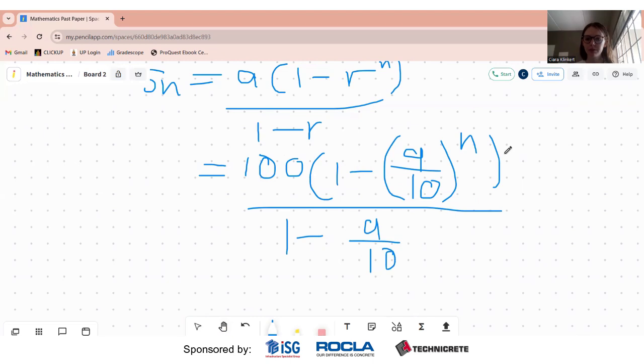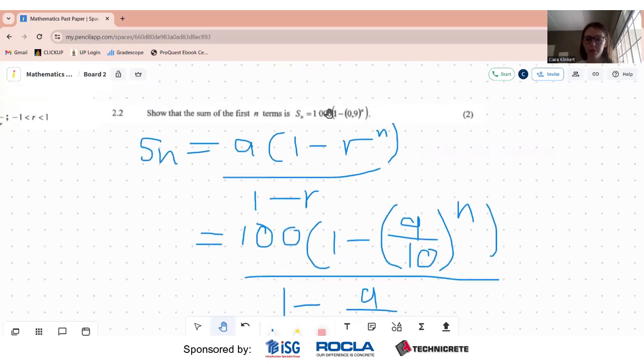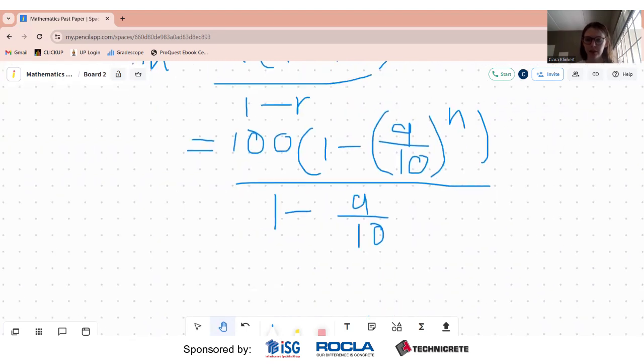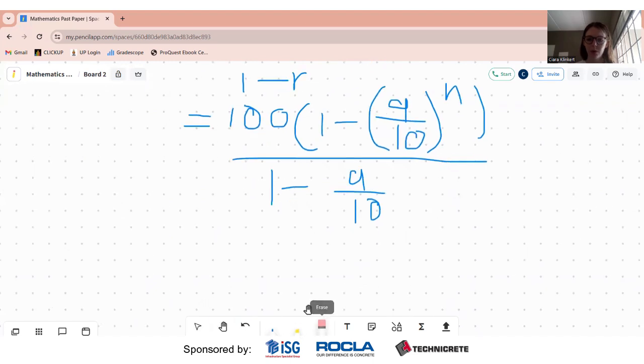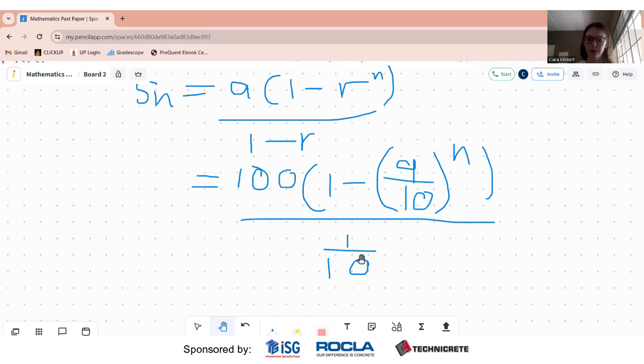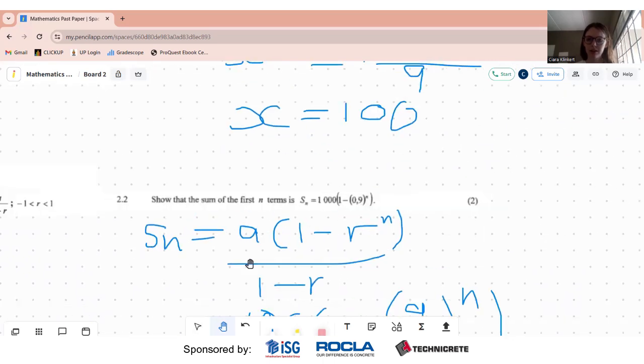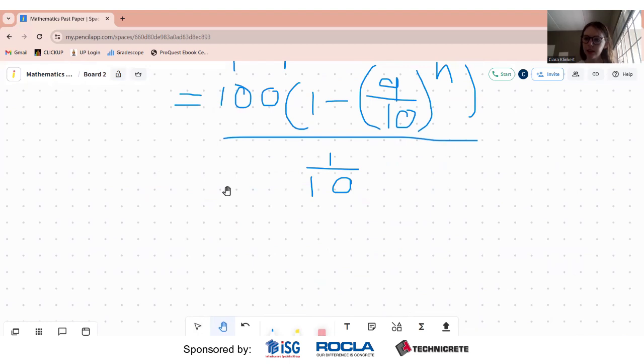Now, I can't simplify at the top here. I shouldn't simplify because if you look at the question, it's still a number multiplied by the bracket with 1 minus 0.9 to the power of n. So I want to leave that. And the denominator is going to simplify to be 1 over 10. Okay, 1 minus 9 over 10 will give me 1 over 10. And I can see in the question that they don't have 100 divided by 1 over 10. They have 1,000. So I want to see what 100 divided by 1 over 10 is.